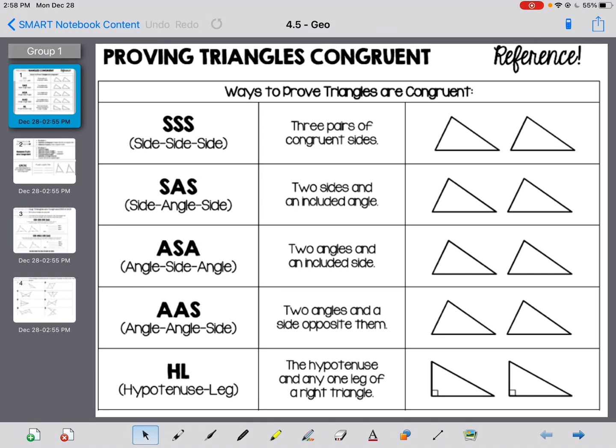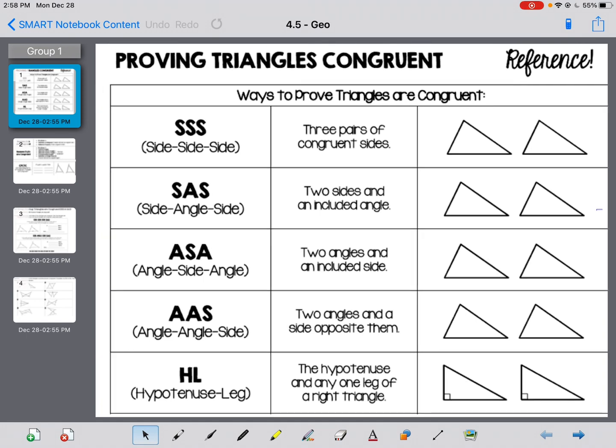So, there are ways to prove a triangle congruent, and there are ways that you cannot use. So this is a reference sheet here. You will refer to this a lot, thus reference, refer. But ways that you can prove triangles are congruent: SSS, side, side, side. 3 pairs of congruent sides.